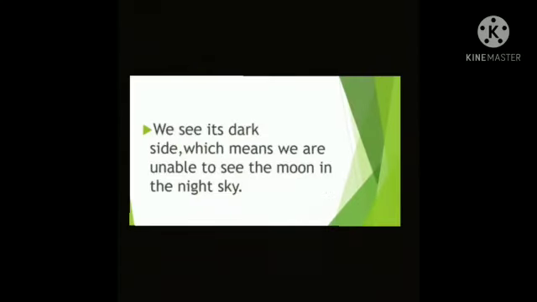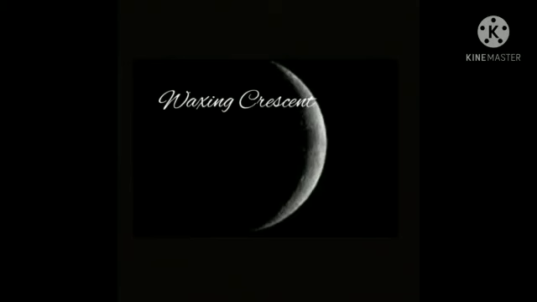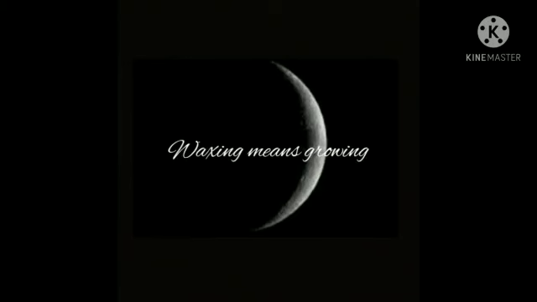Next, waxing crescent moon. The moon travels eastward in the sky, and a few days after the new moon, we can see a slight edge or crescent of the moon lit by the sun. The common term for this phase is waxing crescent. Waxing means it is growing larger or fuller.